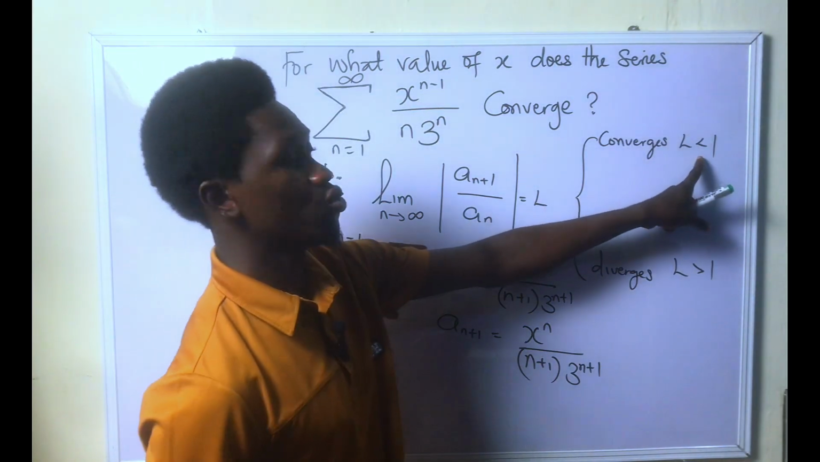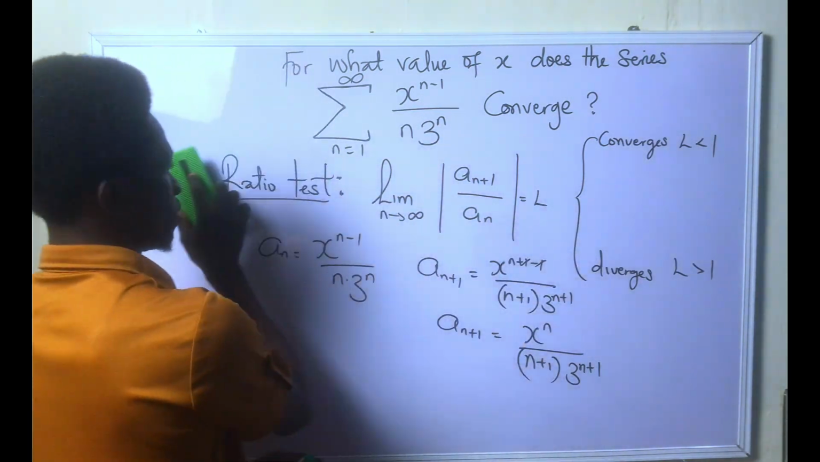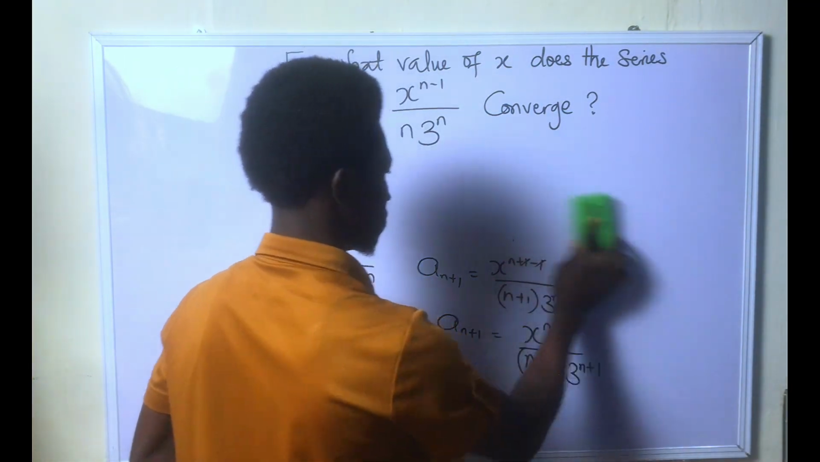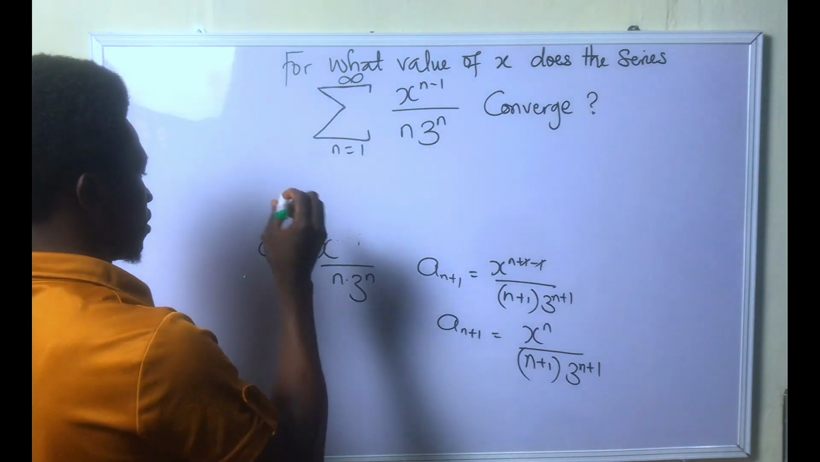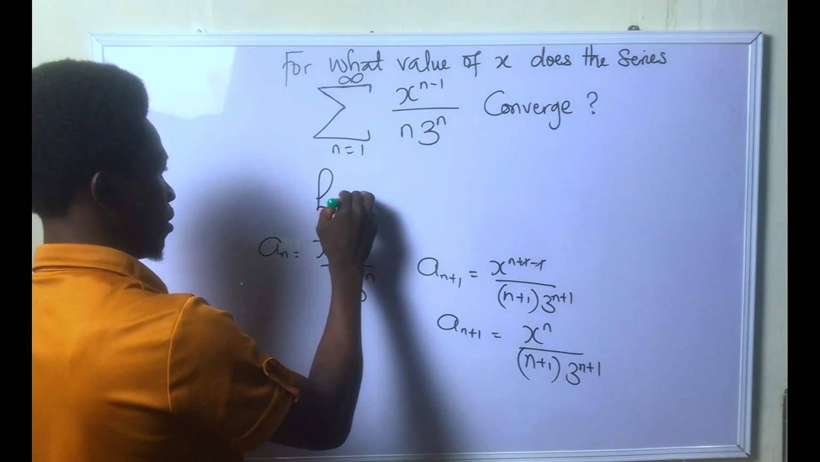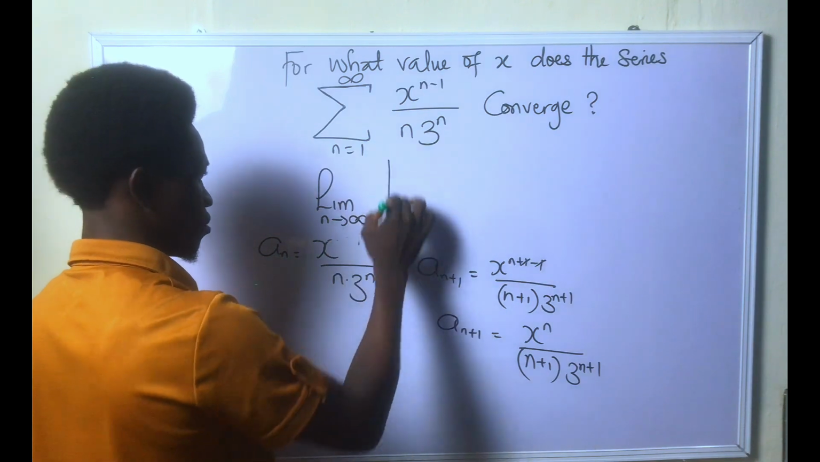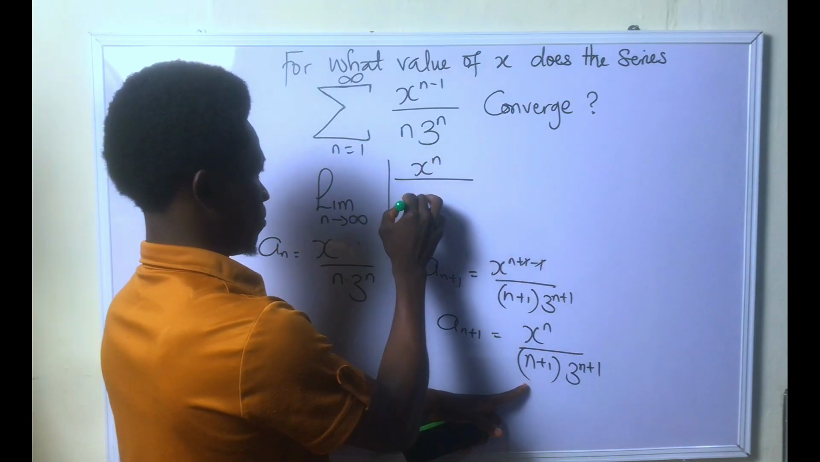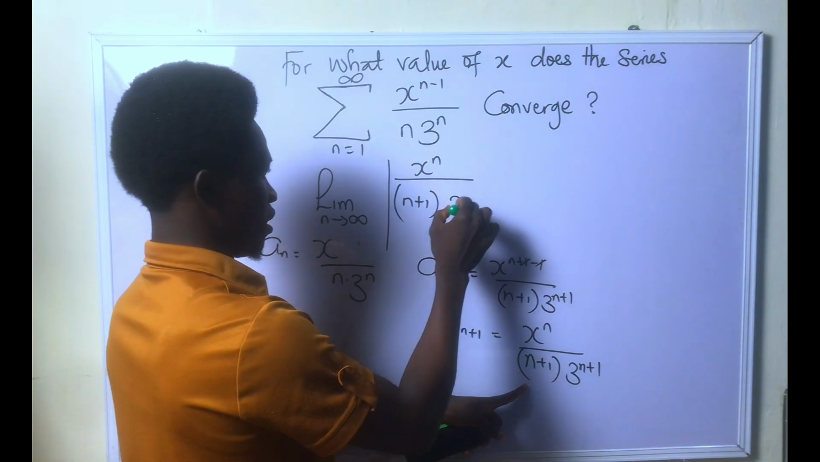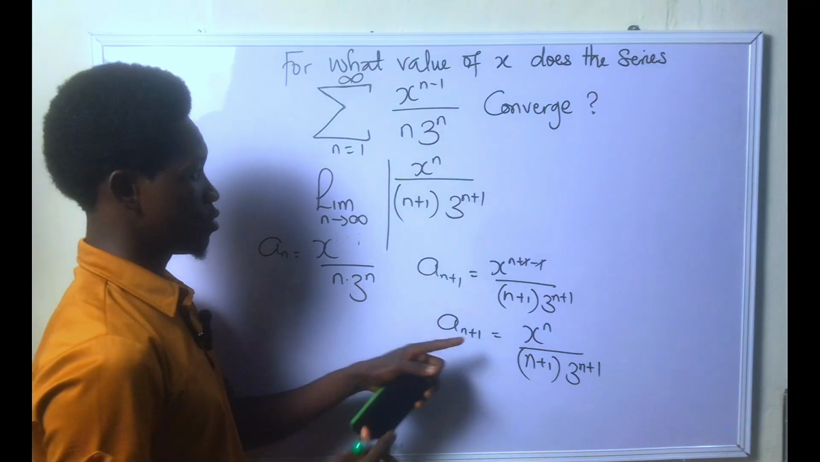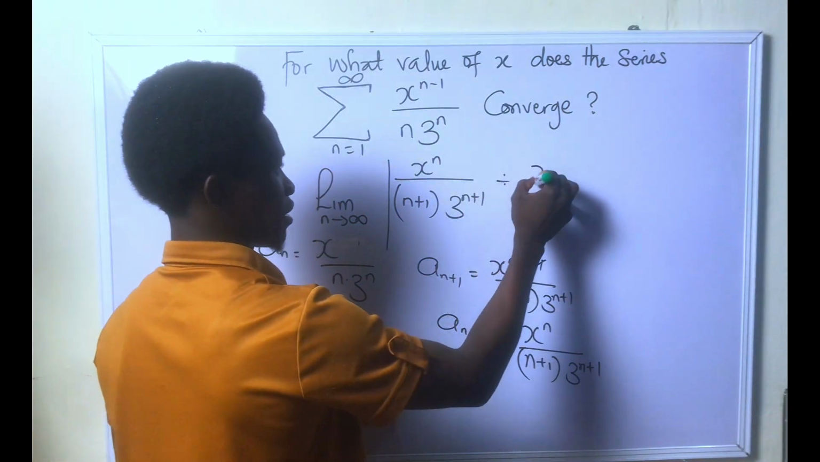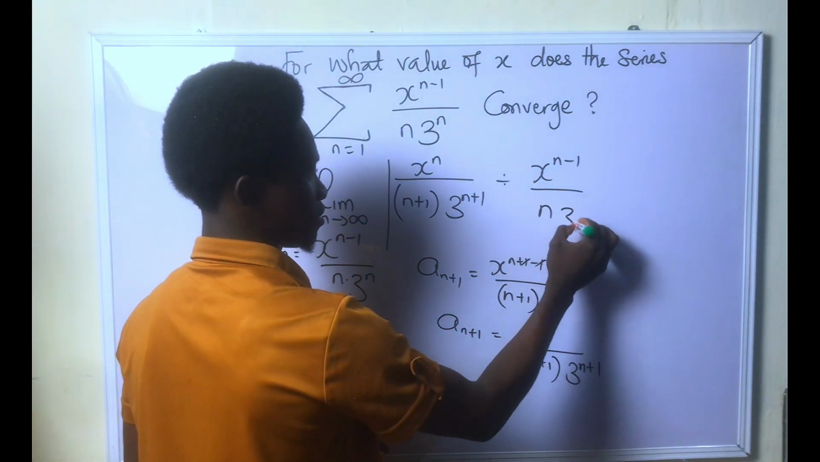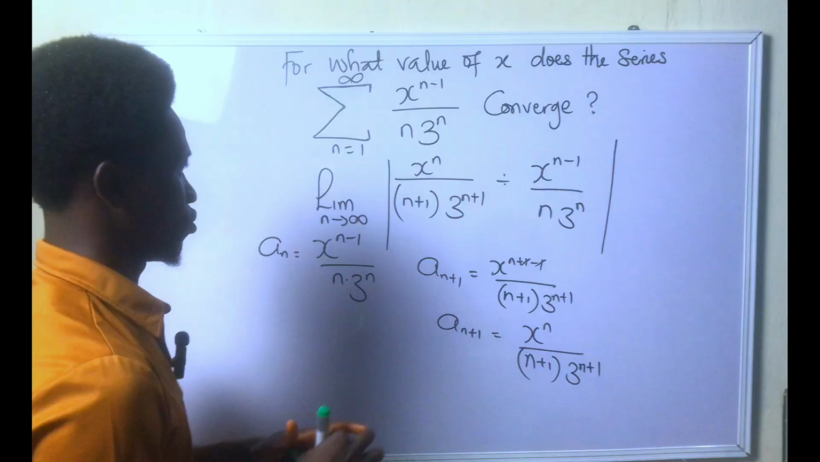Know that we are aiming for L less than 1. That's our answer, whatever we get. So I'm going to put this over this. It's going to be the limit as n tends to infinity of the absolute value of this, that is x^n over (n+1) times 3^(n+1), which is our a_(n+1). Then we divide it by our a_n, which is x^(n-1) over n times 3^n. Okay, so this is what we want to work with.